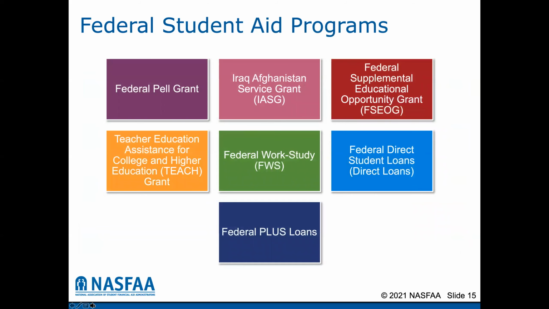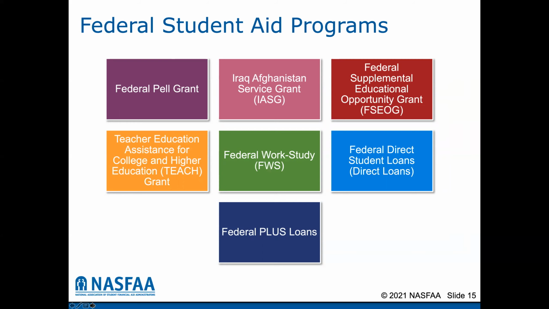Your federal student aid programs, we touched a little bit on this in the overview, but your federal Pell Grant is the biggest grant that the federal government gives to students who have expected family contributions that range from, this year, 0 to about 5,500. The Iraq Afghanistan Service Grant, Federal Supplemental Educational Opportunity Grant, the TEACH Grant, Federal Work Study, direct loans, and PLUS loans. We touched a little bit on those. One point about Federal Work Study and the SEOG grant: those are considered campus-based awards.